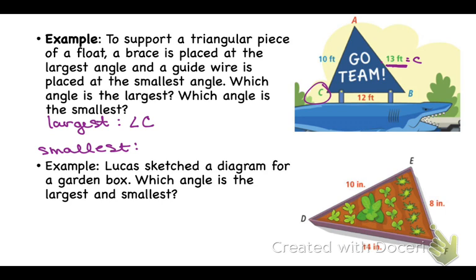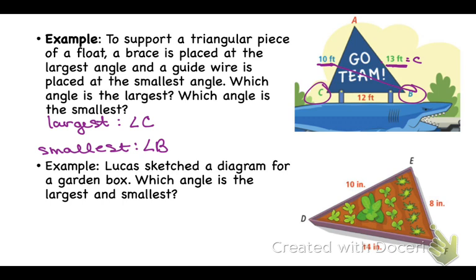Okay, so the smallest angle is across from the shortest side. So the shortest side is what? 10. So what angle is that? B. So what's the medium angle? A. Does that make sense, guys? You have a long side. When I do its endpoints, are they going to come together to be a bigger angle? What's the point of this? To figure out where things go in a triangle.